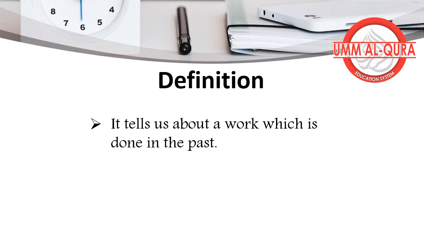The definition is that it tells us about a work which is done in the past. Obviously, that is what past tells us about, something that happens before. It's called past. So to make past perfect tense we have to know what? Yes, now you remember. Good to know. To make any tense, we have to know about its helping verb.